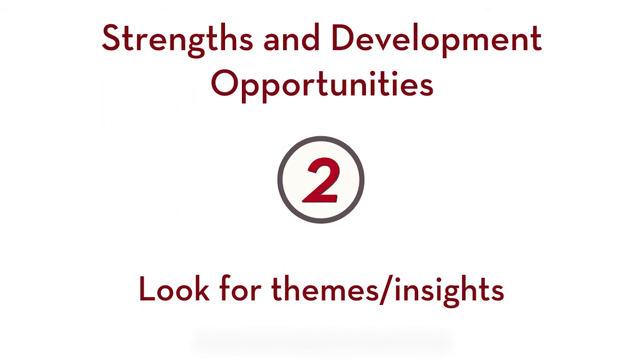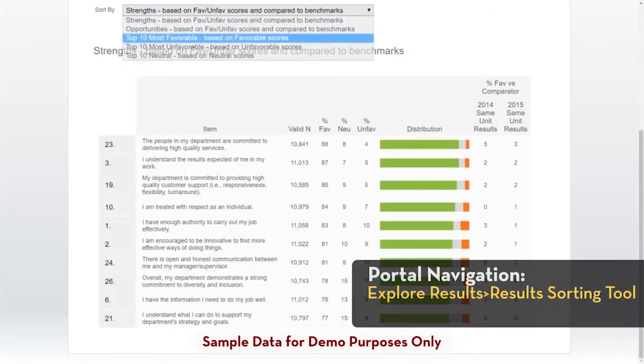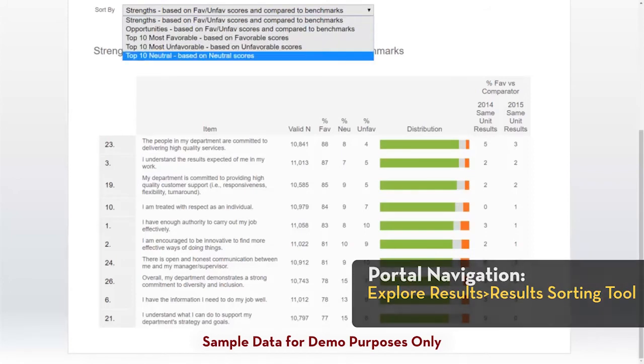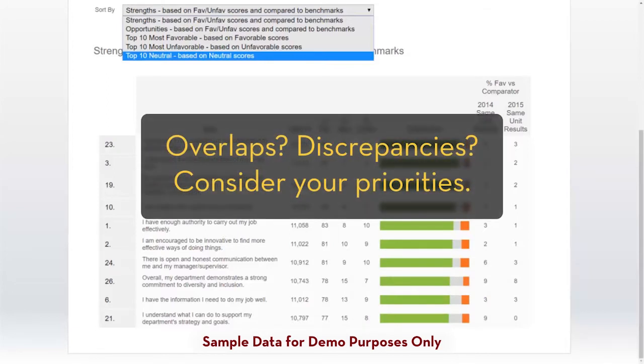Second, take a look at strengths and development opportunities. Do you see any themes or insights? Also, consider the absolute scores for the key metrics, drivers, and items. In other words, your top 10 favorable, top 10 unfavorable, and top 10 neutral survey items. Are there overlaps with strengths or opportunities? Are there any discrepancies? Think about your strategic priorities and the most important items to consider addressing in order to achieve them.